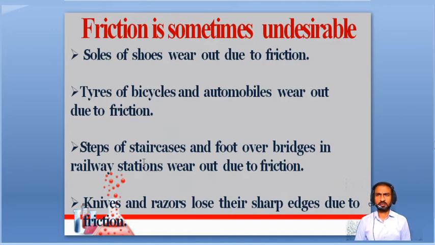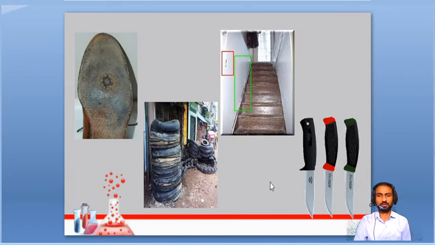I think you are very familiar with this: if you are moving through a particular place, sometimes you see there are some spots or some worn steps due to the continuous moving of people. Knives and razors lose their sharp edges due to continuous use. So these are some uses which we can say are desirable, and at the same time undesirable. Here you can see some examples like worn out shoes, worn out tires also, and the staircase, which leaves some spaces or particular places which are worn out.